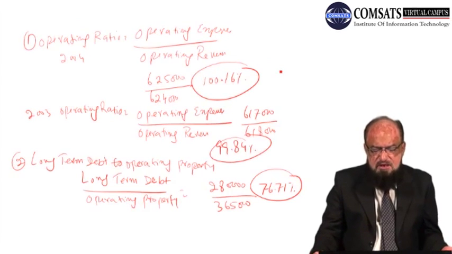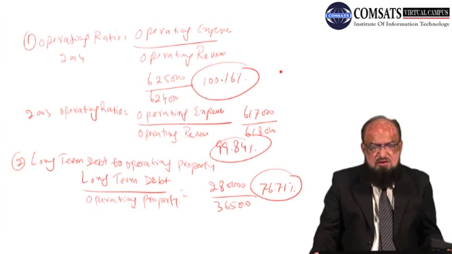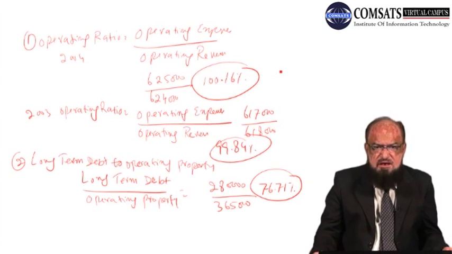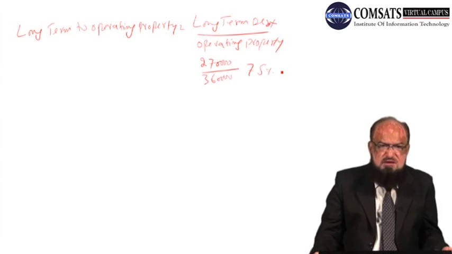You can see the trend has changed. Basically, long-term debt to operating property has increased in year 2004. This is not good because your long-term debt has increased, basically the portion of long-term debt in your property.